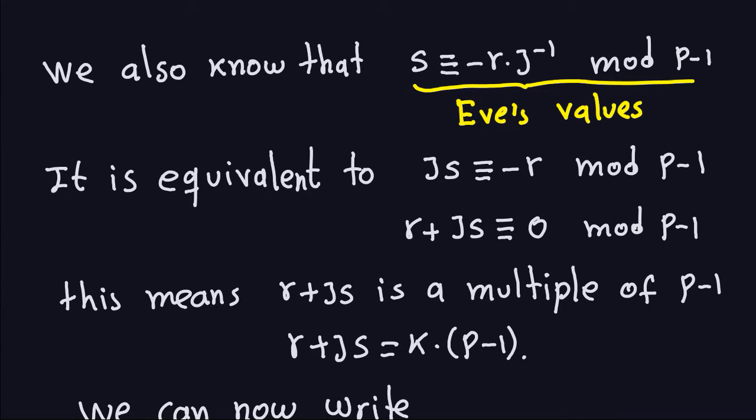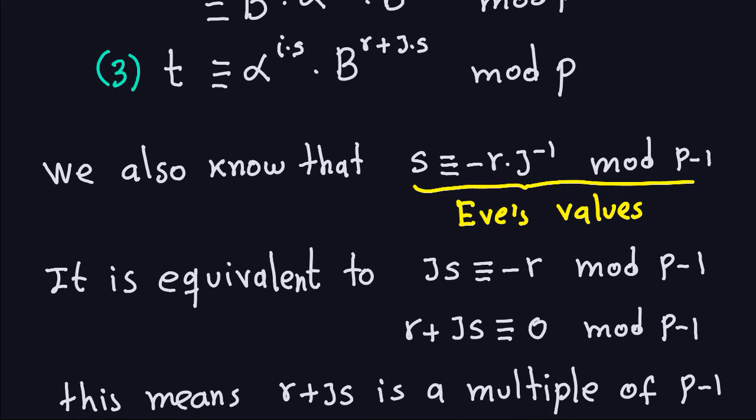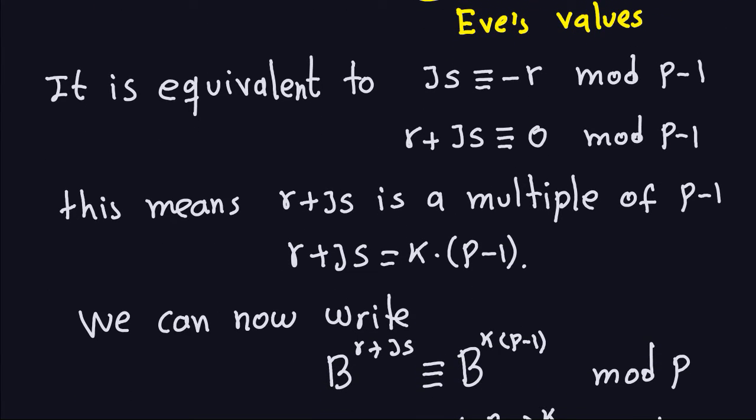So now if I do that, I can write the following thing. I'm going to concentrate now on this part of the congruence. What is b to the r plus js, all modulo p? And I'm going to look at that in the light of this equality that I have here. So what is b to the r plus js? Now I'm going to replace r plus js by what it is equal to, a multiple of p minus 1.